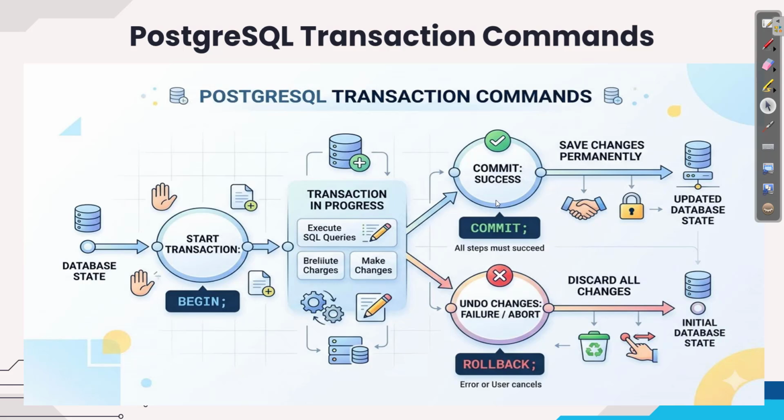So this is the same thing we have depicted here. If all statements executed perfectly fine, then commit and save the changes permanently to the database, and the database is updated. If there is some problem, then undo changes by using the ROLLBACK command, and the database returns to its initial state, just like this one, just like the database is at this stage, at the start of the transaction, at the start of the BEGIN command, right?